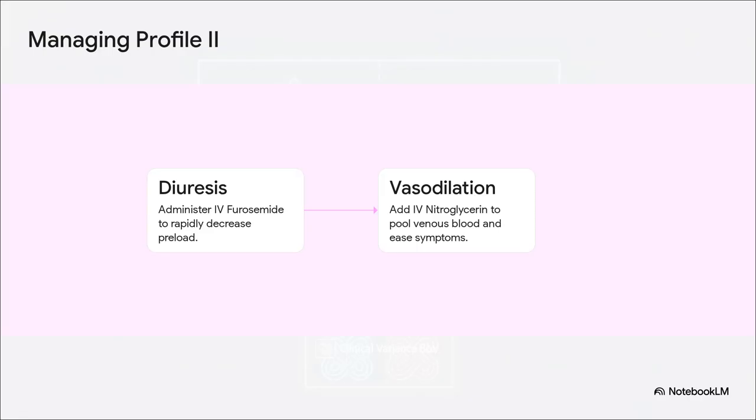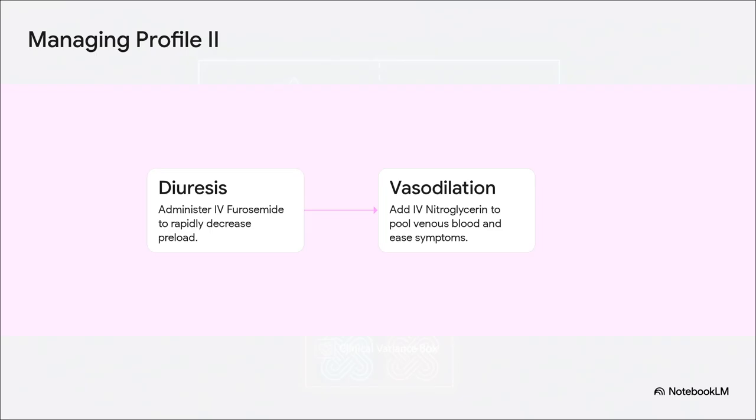Let's move to Profile 2, the preload catastrophe, presenting as warm and wet. In this warm and wet profile, which is your classic acute decompensated heart failure, the patient's cardiac index is actually holding up above 2.2. They're well perfused, but their PCWP is massively elevated above 18. Basically, they're overwhelmed by systemic volume that's actively backing up right into the pulmonary circulation.